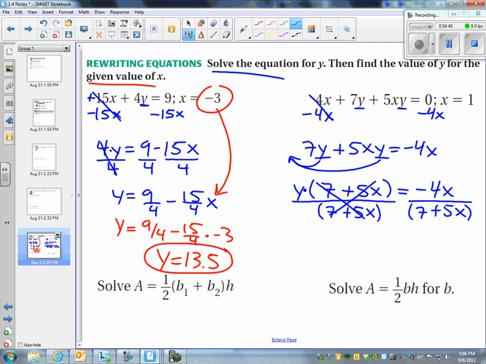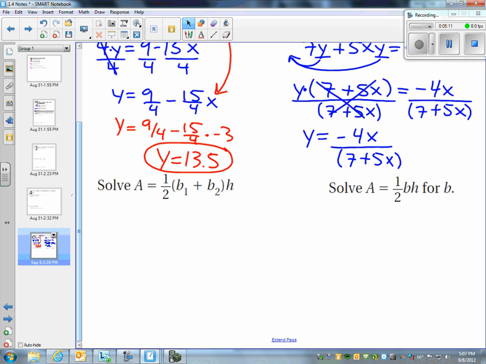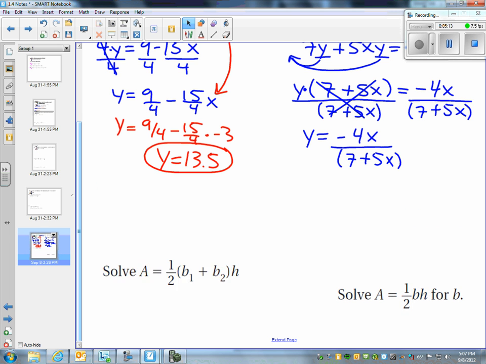So these went away. So we're left with y equals negative 4x over, in parentheses, 7 plus 5x. You don't need the parentheses on the bottom. I just like them because I'm going to put them in when I do the graphing calculator to find the final answer for the red part. So not necessary, but I like to put them in there. We'll move these down, give ourselves a little bit more space.